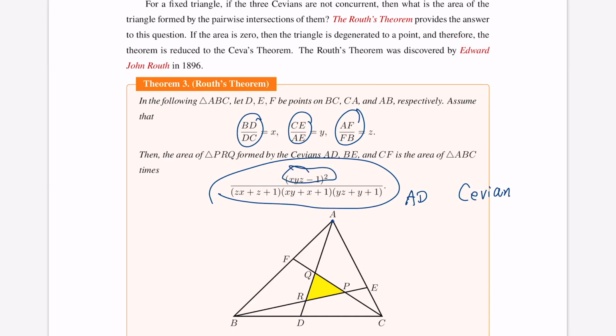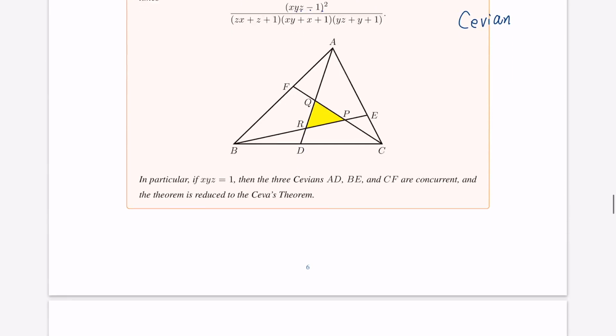XYZ is equal to 1, then the area is equal to 0. That means in that case, these 3 intersecting points, PQR, just degenerate to 1 point. So that means these 3 Cevians are concurrent. In general, the area depends on this complicated formula. In particular, the farther XYZ is from 1, the bigger the triangle area.